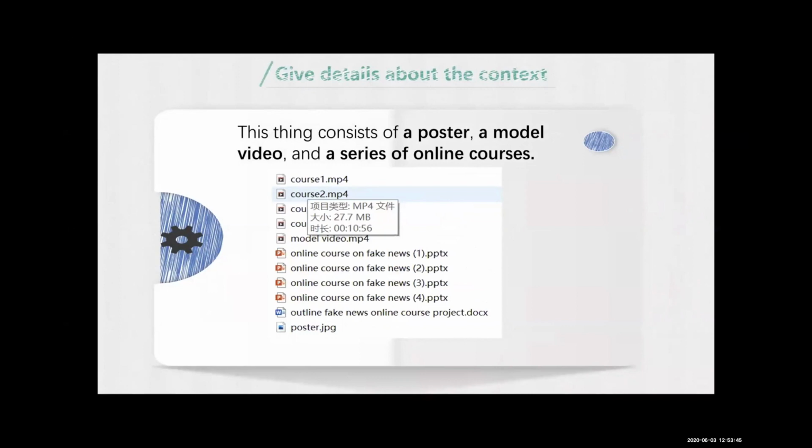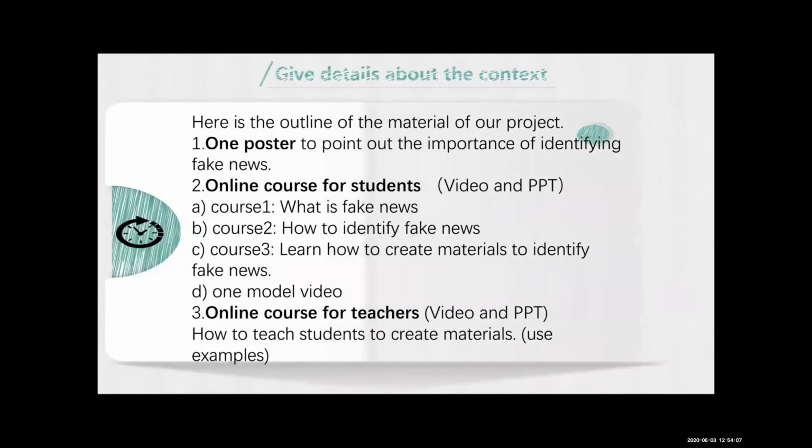And the second one, I will give details about the context. The theme consists of a poster, a model video, and a series of online courses. The poster is to propagandize the importance of identifying fake news and provide main tips on how to identify fake news and real news. The model video is to provide a template on how to create materials. The recorded courses are to provide more explanations and tips on how to create materials. The target audience is grade 3 high school students in Hefei Jinhong Secondary School.